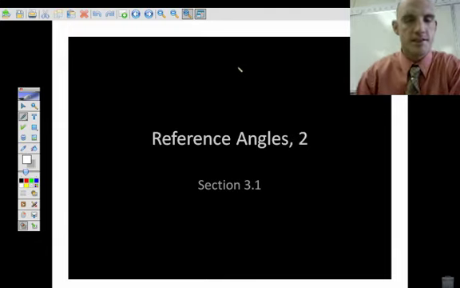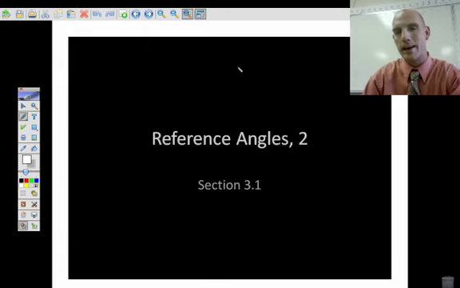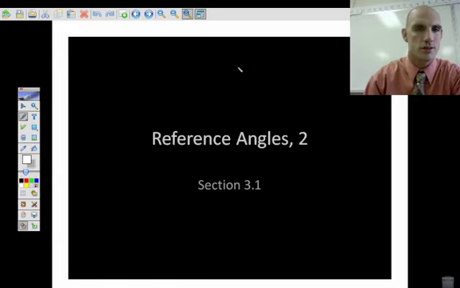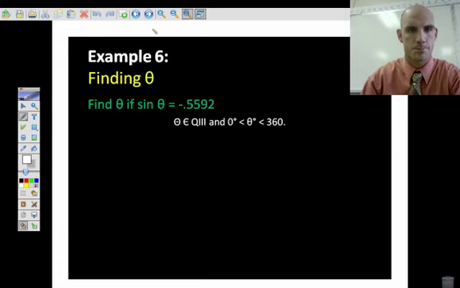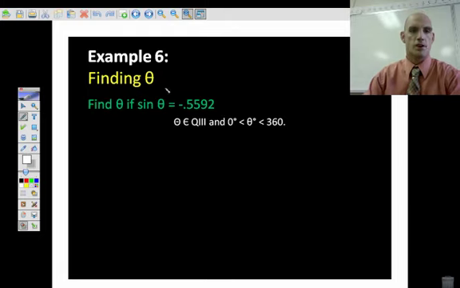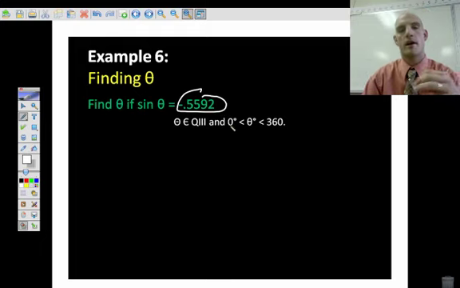Okay, this is the second part of the lesson on reference angles, and what we're going to be doing in this one is, instead of discovering reference angles, we're going to start using reference angles to accomplish some specific tasks, such as finding angles in the coordinate plane. So here we go. Finding theta. We're going to find theta if sine of theta is equal to our value here, and theta is going to be in quadrant 3, and that means that it's between 0 and 360.